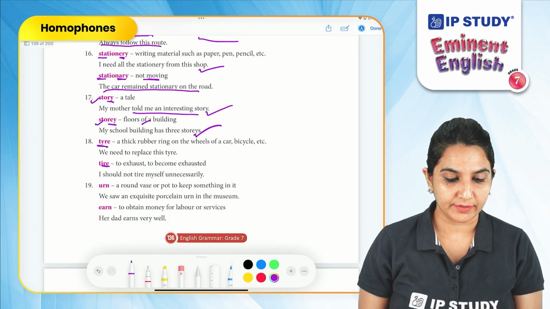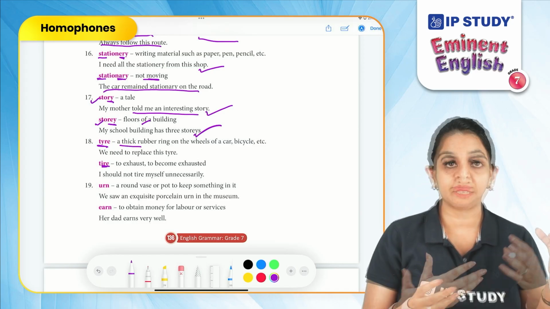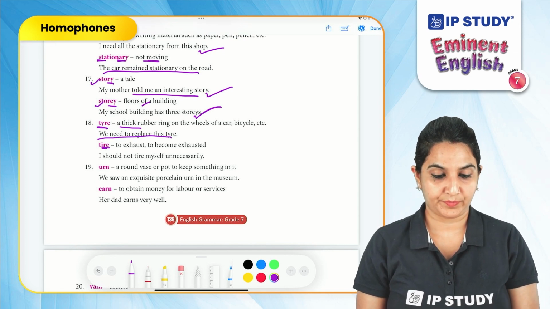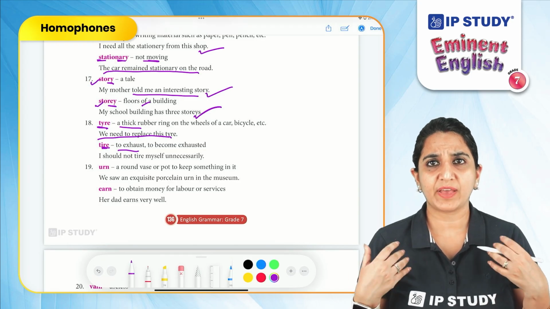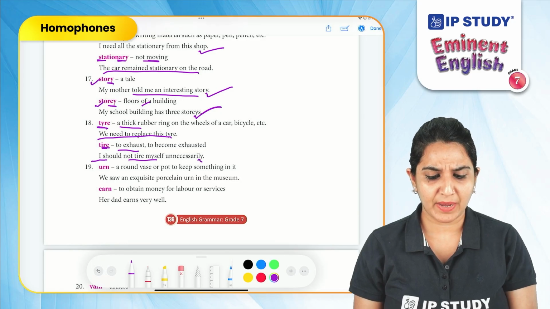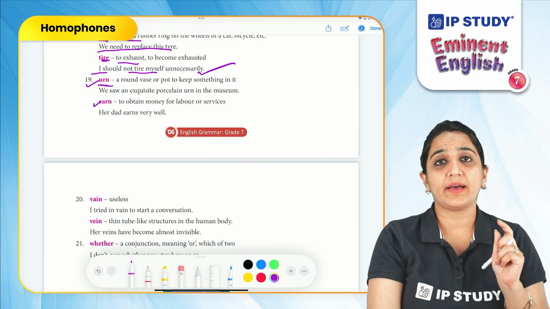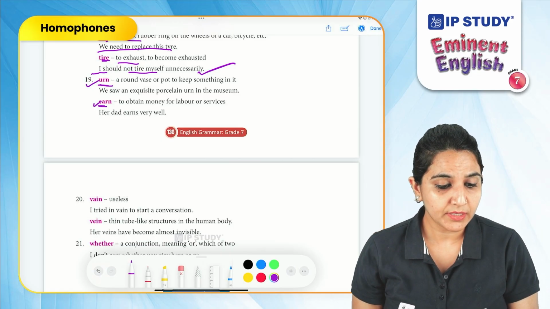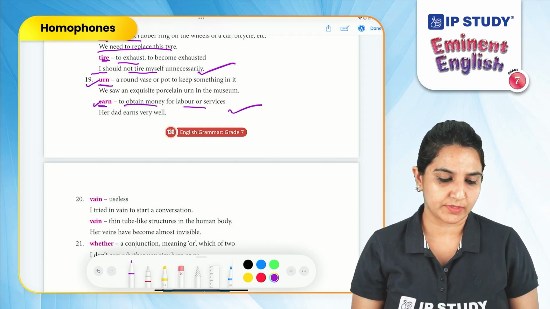Tire, tire. Tyre with YRE is a thick rubber ring that you see on cars, bicycles and scooters. We need to replace this tyre. Tire with IRE means to exhaust, to become exhausted, feeling very weary. I should not tire myself unnecessarily. Earn, earn. Urn with URN means a round pot or a vase to keep something in. Earn with EARN means to obtain money for labor or services.